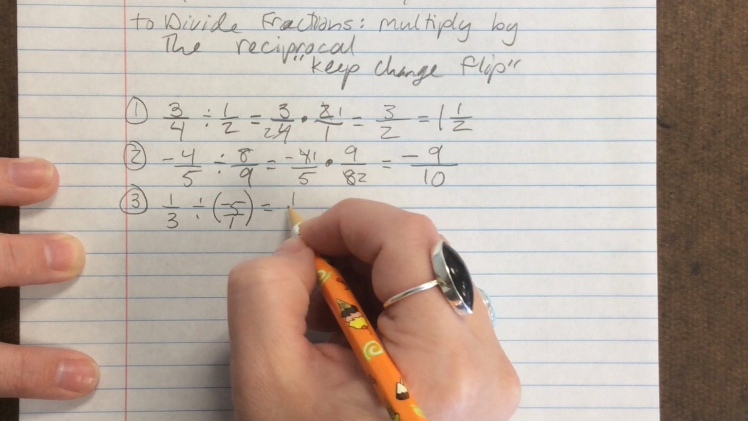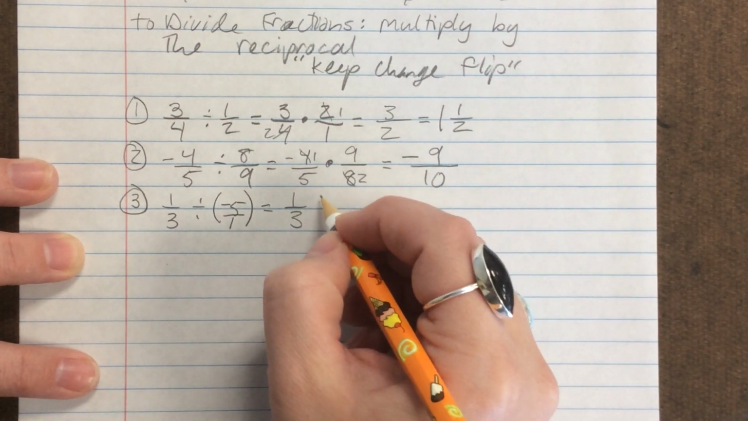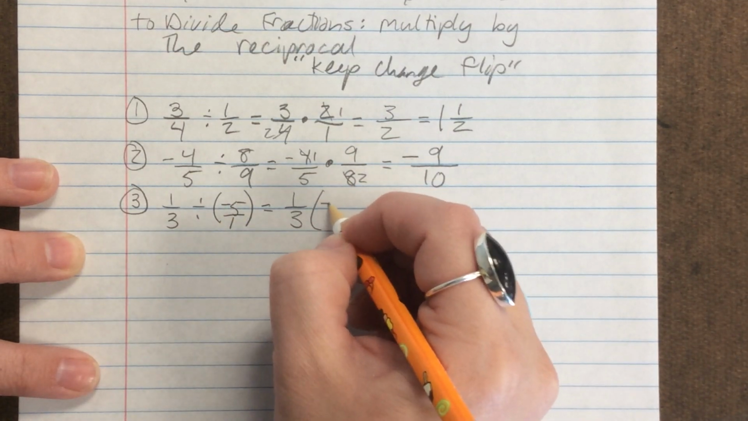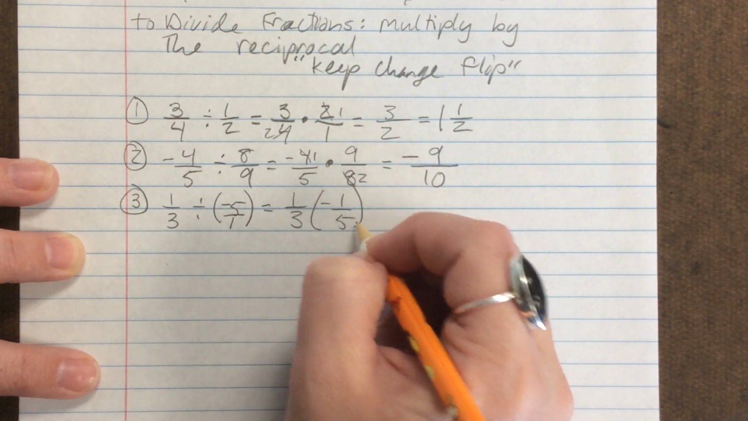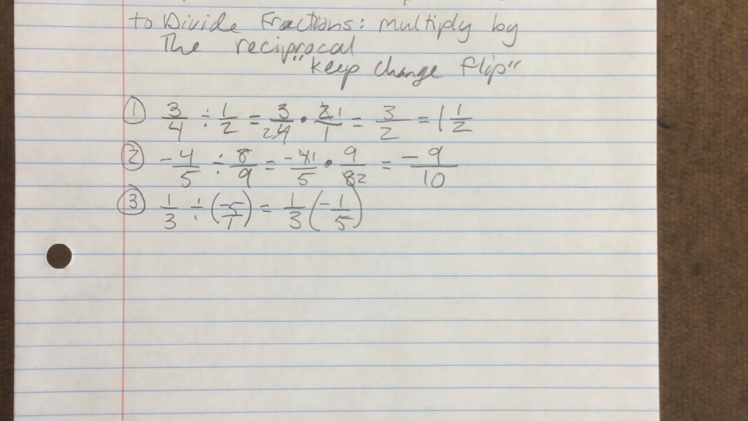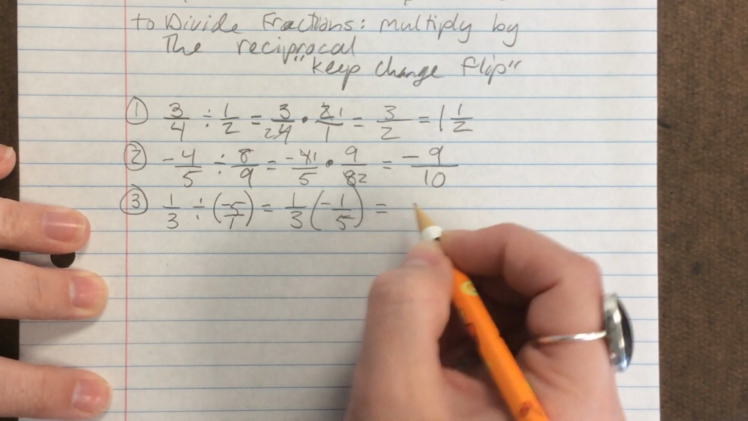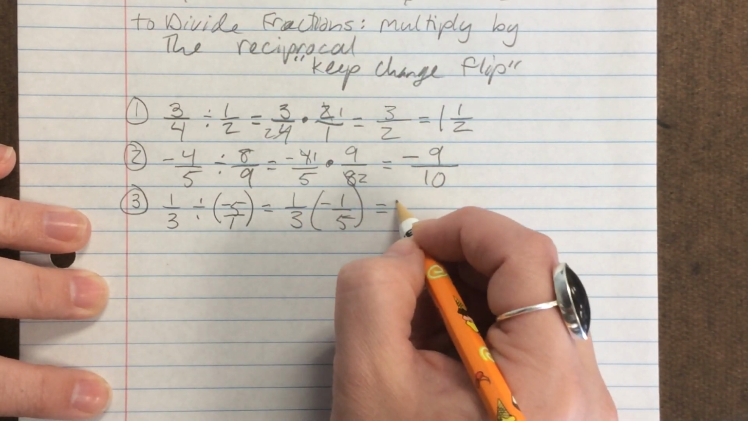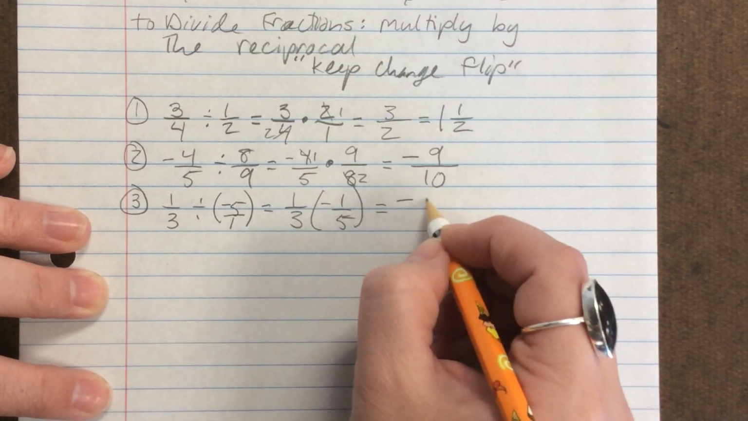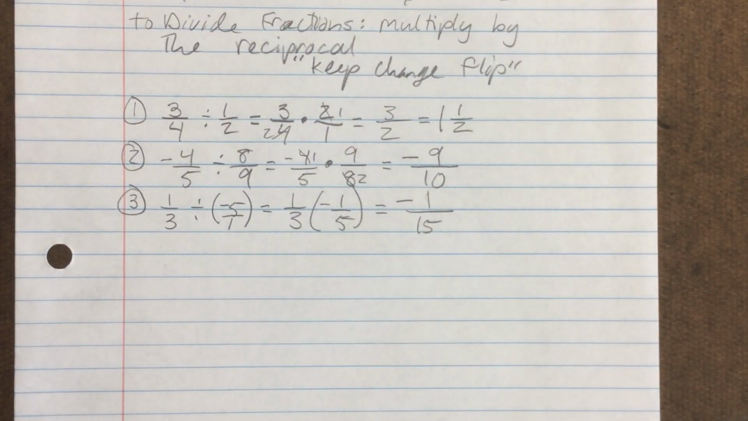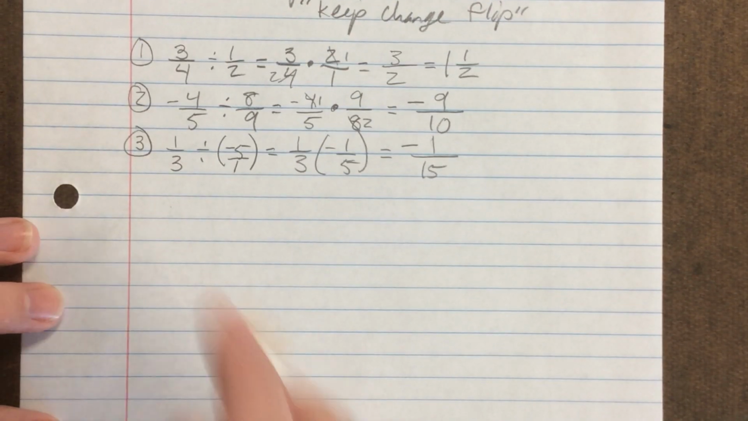So keep the first one, change divide to multiply. I'm just going to do it with the parentheses. And if we flip this, it becomes -1/5. Okay, so again, the key there is making sure you write your whole number over 1 so we can flip it. Now I've got a positive times a negative, which is negative. 1 times 1 is 1. 3 times 5 is 15. And we're done. Not too bad at all.